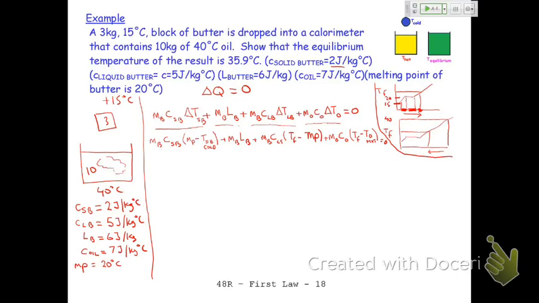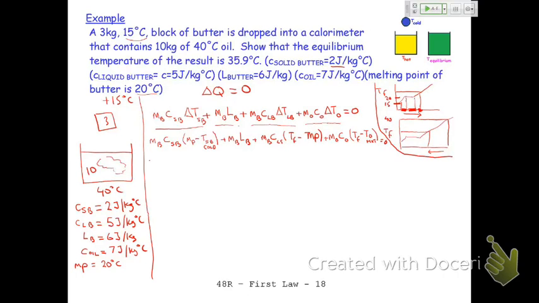So just take a minute and see if you're okay with where those temperatures are written down in my question. I had the temperature of the butter initially, which was at 15. I have the melting temperature, which is 20. And then I go to the final temperature. And then I have the temperature of the oil initially, which is 40, and that goes to the melting temperature.